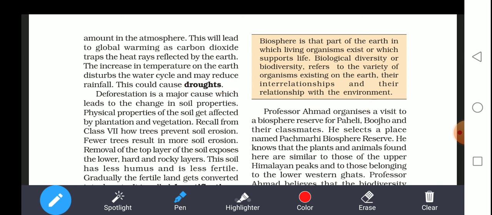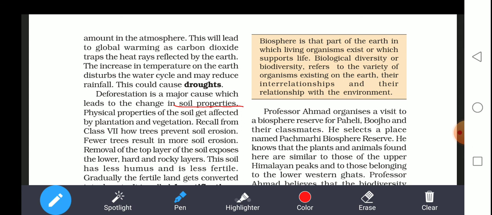Underline this word. Deforestation is a major cause which leads to the change in soil properties. It will affect the soil properties. Properties means what? The nature of the soil, the fertility of the soil. How does it affect? Due to soil erosion, the top layer of the soil is removed.